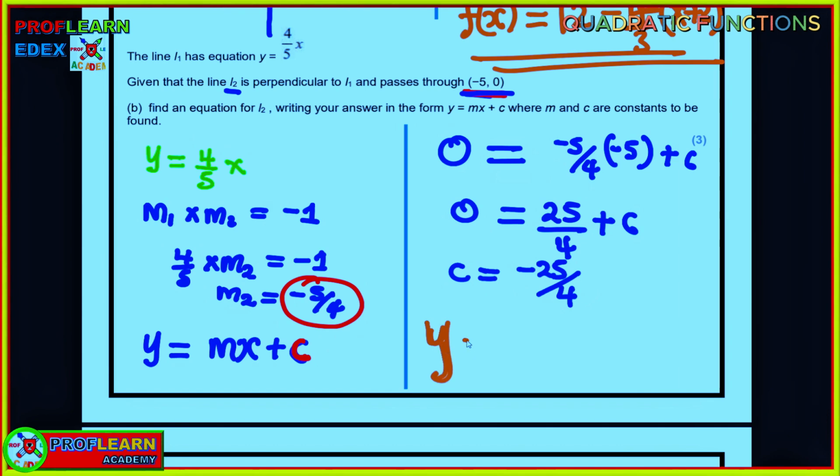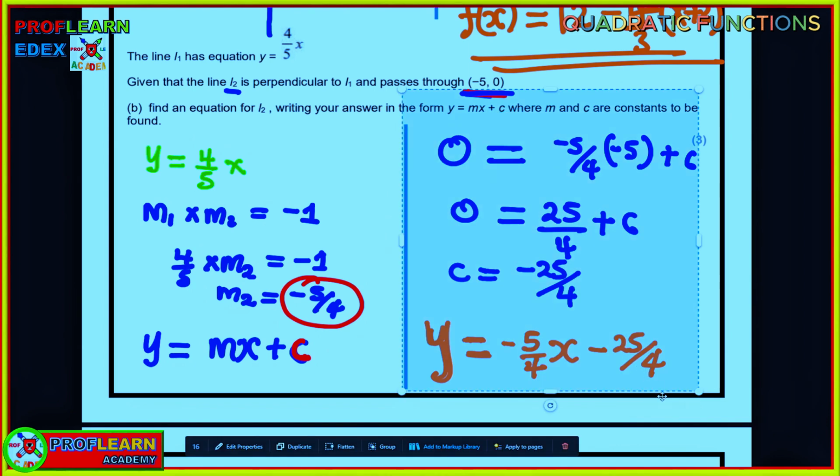Y is equal to what? Y equals mx, and our m is -5/4 x, then minus 25/4, right? So that is the equation that was required in this part.